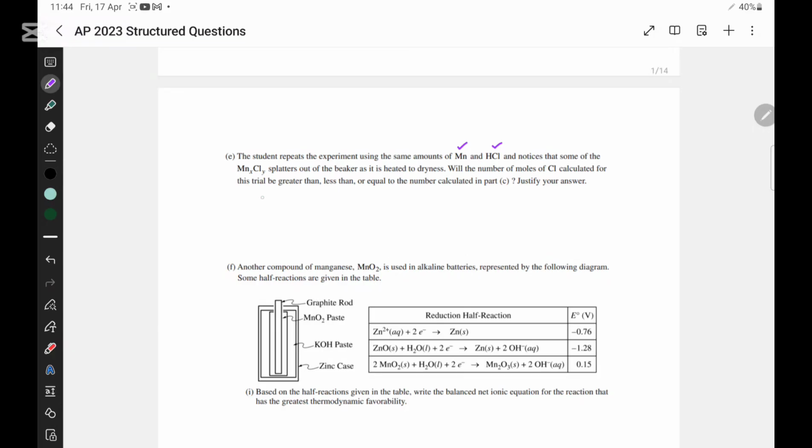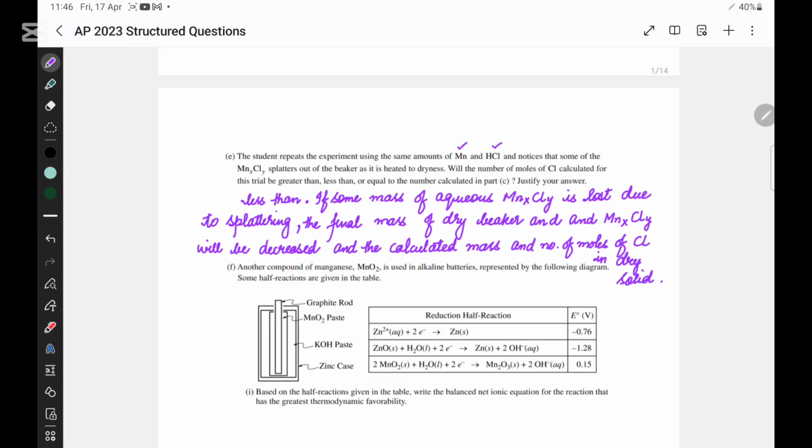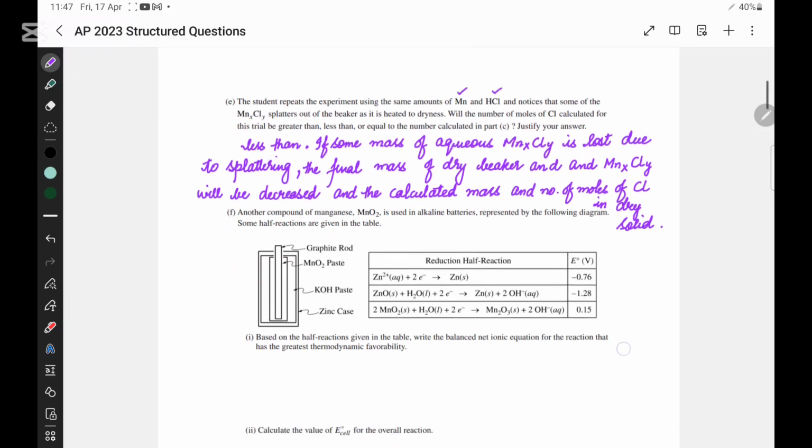So how can we write it? This is going to be the right explanation: the number of moles will be less than, because as some mass of aqueous MnXCl is lost due to splattering, the final mass of dry beaker and MnXCl will be decreased, and the calculated mass and number of moles of Cl in the dry solid will also be decreased.